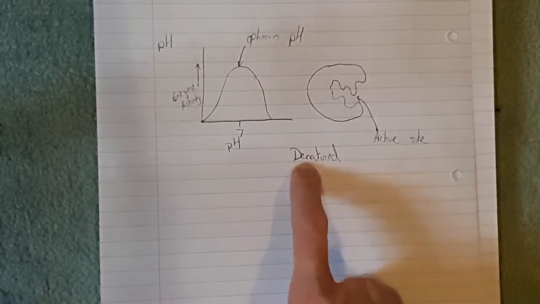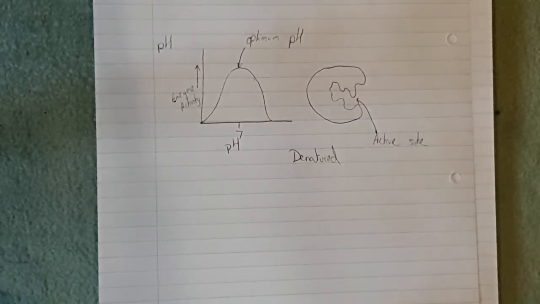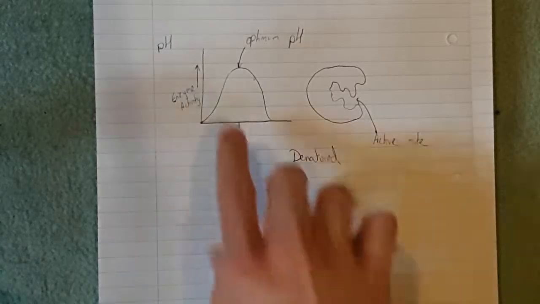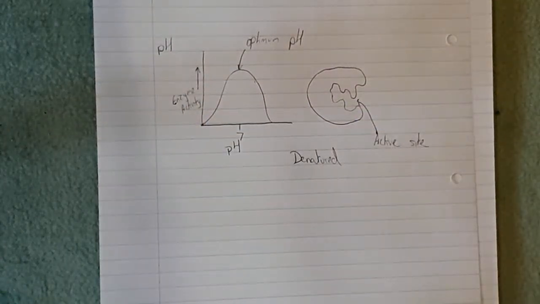And if you want to go into slightly more detail, the reason that the active site changes shape is because the bonds holding the enzyme together start to break. So at the extreme ends of the pH scale, the bonds start to break, the active site changes shape, the enzyme's denatured.